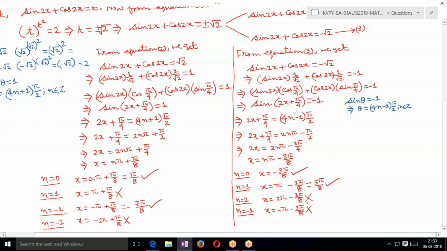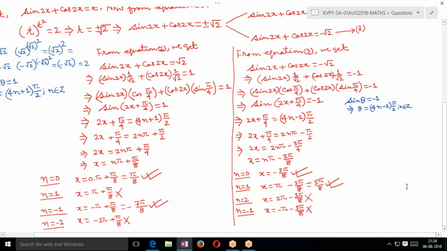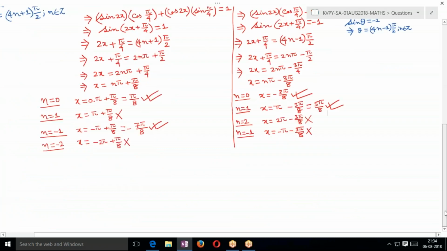So there are 4 acceptable solutions. This is pi by 8, then minus 7 pi by 8, then minus 3 pi by 8 and 5 pi by 8. So we see there are 4 solutions to this equation. Hence the correct option is D. So I hope all of you understood. In case of any smallest doubt, never hesitate to ask me.